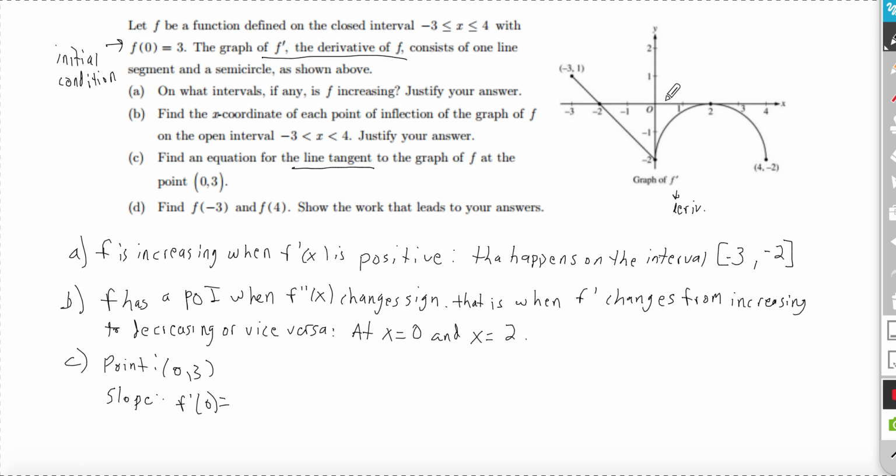Here's my f prime graph. When x is 0, f prime is negative 2. Remember, the y value here tells me the derivative of the original graph at that x value. So f prime of 0 is negative 2. So I can write my equation, my tangent line: y minus y1 equals m times (x minus x1). And you can just leave it like this. Remember, you don't have to simplify or change anything. If you wanted to, we could call this y = -2x + 3 if you're feeling really gung-ho about it. All right, so 1 point just for your equation there.